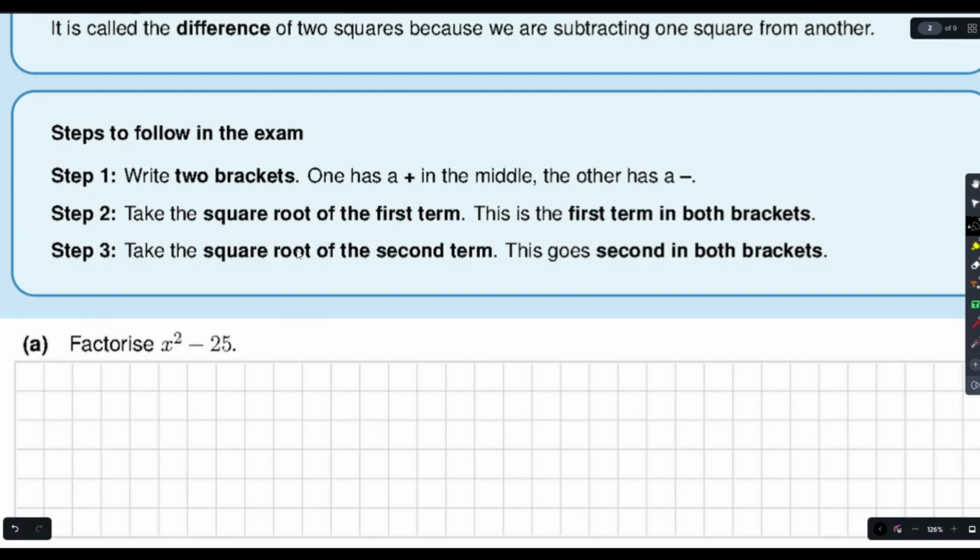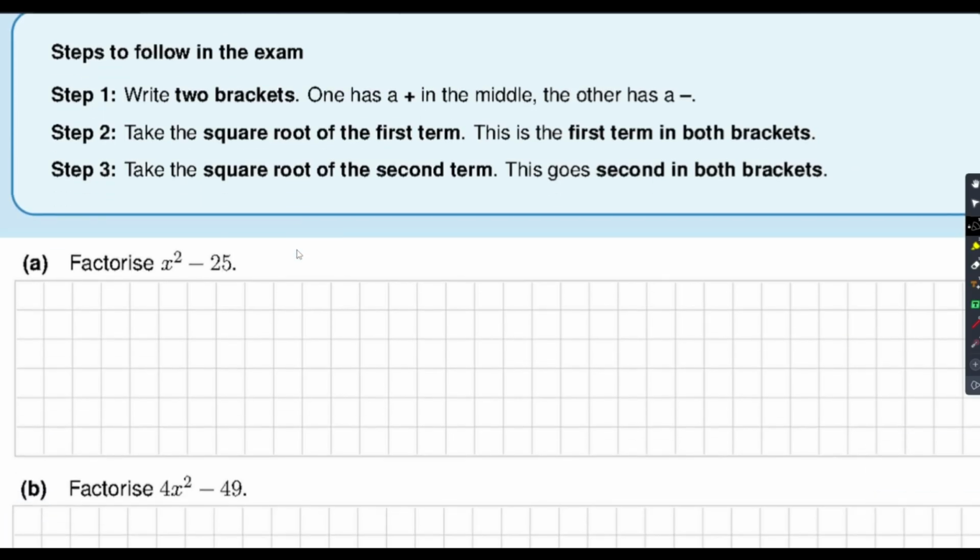So the way we do this, if we have a difference of two squares, so something squared and then minus another thing squared, we write two brackets. Again, we're just factorizing it. We're not solving anything, we're factorizing it. So we write two brackets. One of the brackets will have a plus in the middle, the other bracket has a minus in the middle. Now, step 2, the first entry of both of these brackets is the square root of the first thing. So what is the square root of x squared? It is x. Okay, so that's step 2.